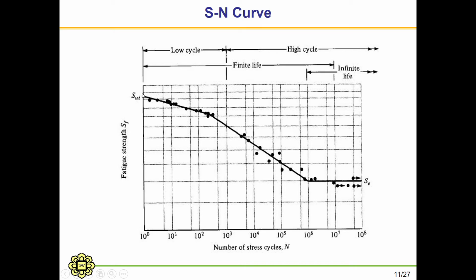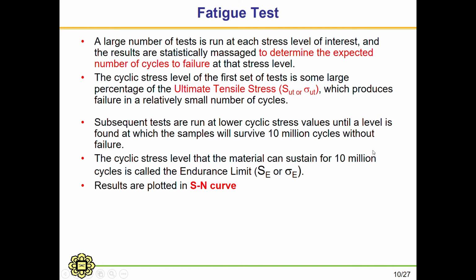If you see here, we have a linear trend, and then the slope of this graph up to here has changed until it reached a value where the fatigue strength is constant. So here we set that as SE, the endurance limit, SE.